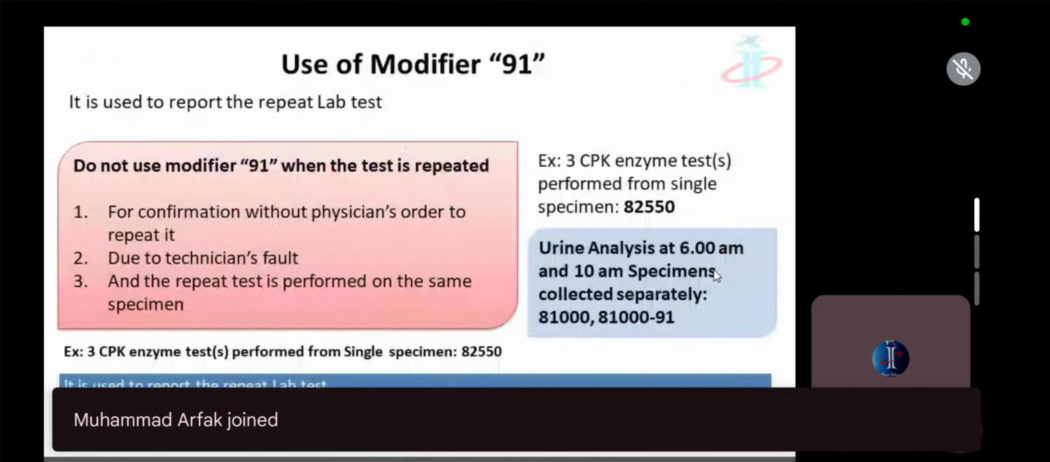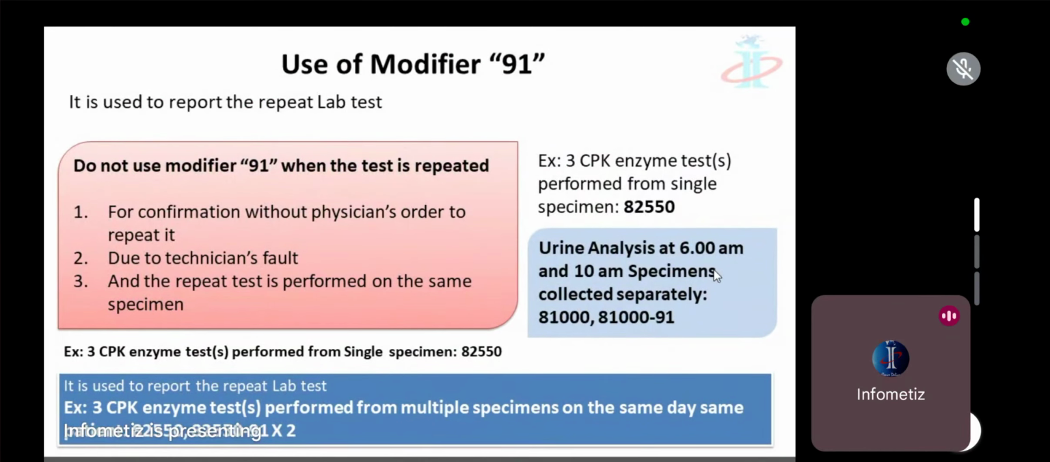Then we have seen use of 91 modifier. 91 modifier is for repeated laboratory test. Right. The modifier description itself says repeated. It means we are not going to code for the first. It should be for second, third, fourth, fifth, sixth, and so on. Always code for repeated, not for the first one.